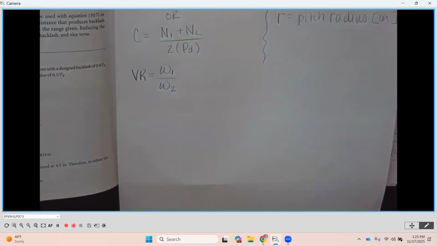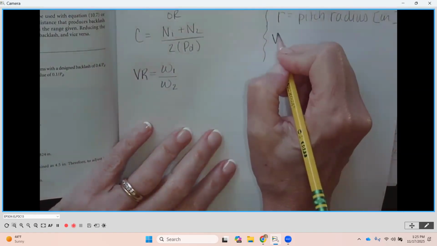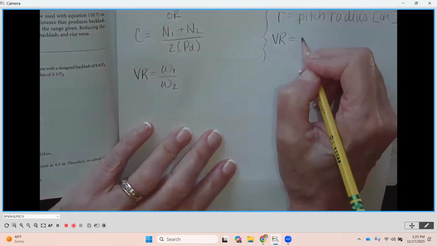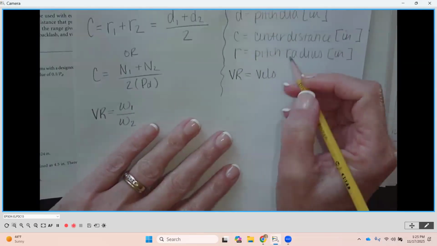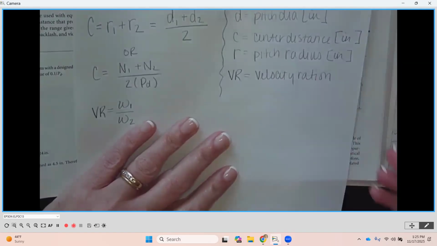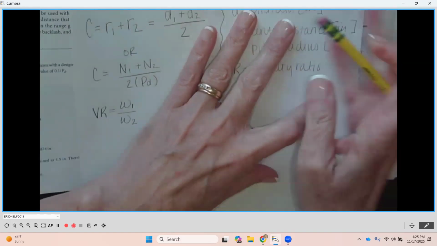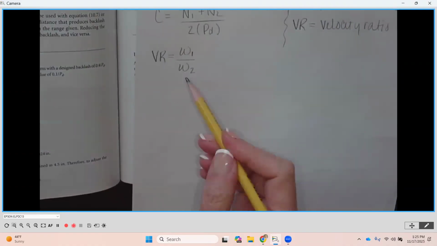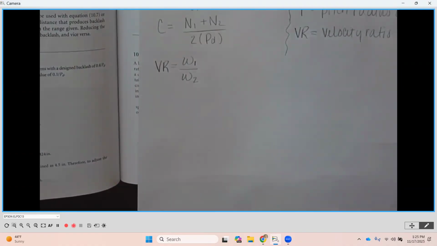Now, many times we know what's coming in and what's going out, or what we're trying to achieve. And when we look at velocity ratio, I'll write this over here on the side. Not ration, ratio. Okay. Velocity ratio. If we just look at this first version of how to calculate it, taking the angular velocity of the pinion or the driver divided by the angular velocity of the gear or the driven gear.